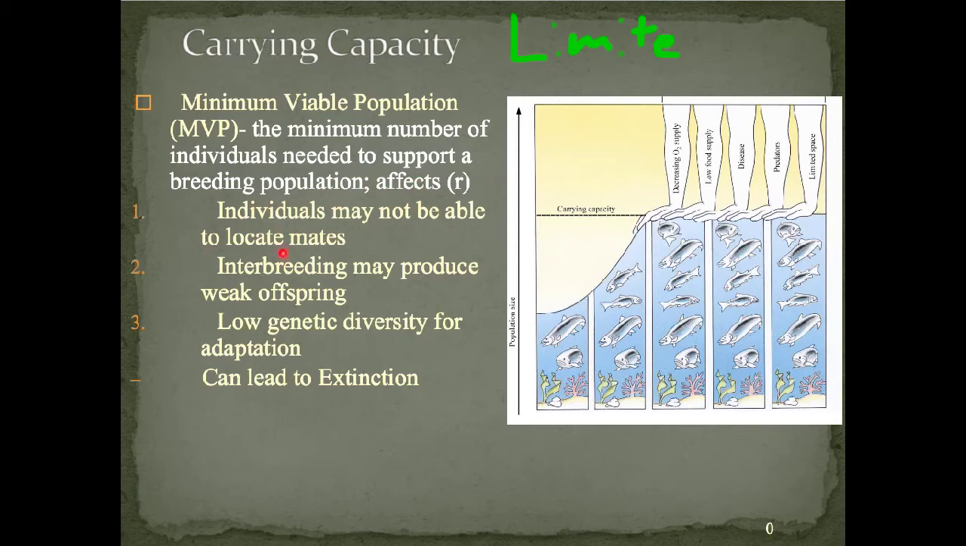Individuals may not be able to locate mates if the population is too small. Interbreeding may produce weak offspring, so reproducing with siblings. You can have low genetic diversity for adaptation, which can lead to extinction.